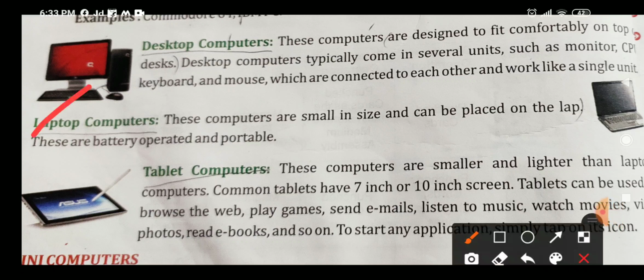Next is laptop computer. As you can see in the picture, these computers are small in size and can be placed on the lap. These are battery operated and portable. You can take it to any place. These are not heavy like desktop computers.